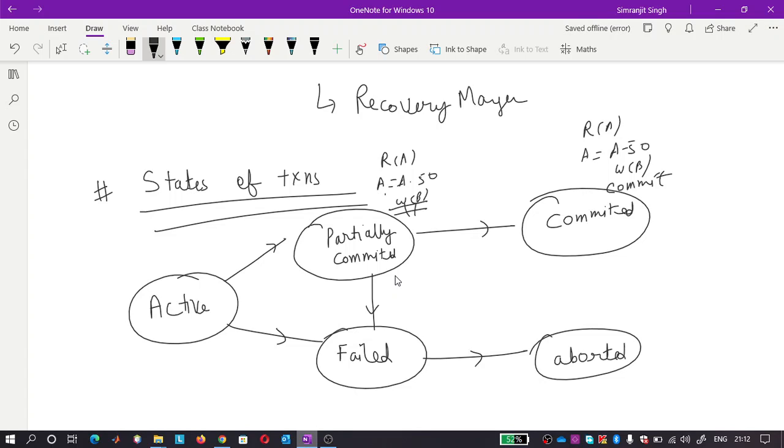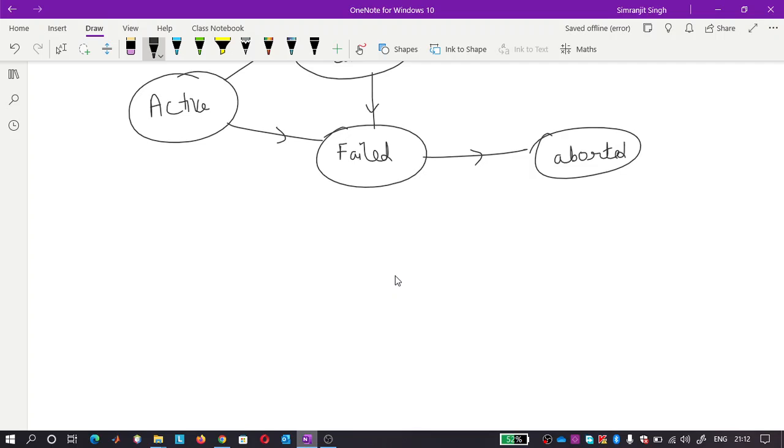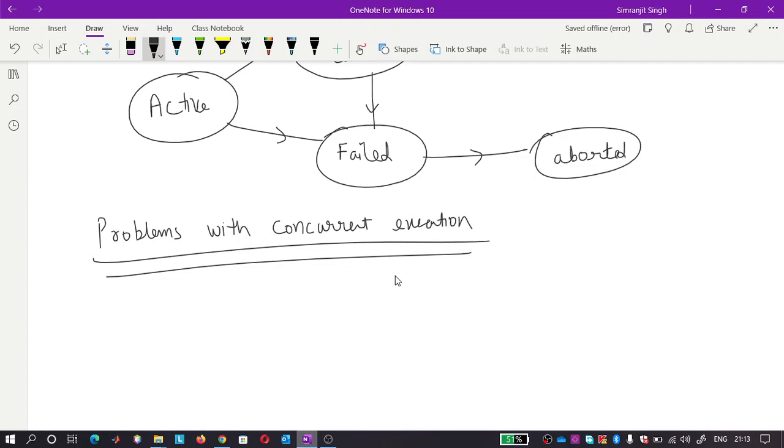Okay, now moving forward, I will explore what problems can occur with concurrent execution. I am writing problems with concurrent execution, because we already know there may be the same variable that two or three transactions want to access. If this happens, there is a very good possibility that many problems can arise from it.